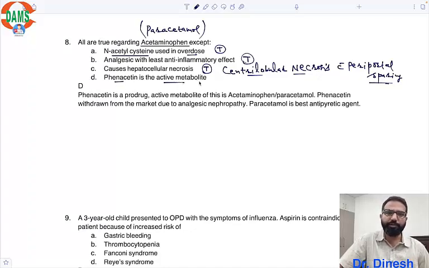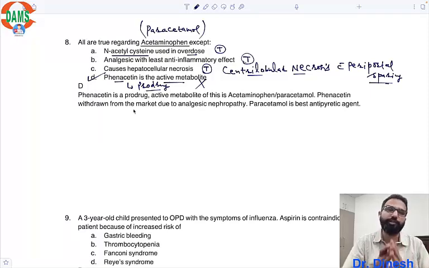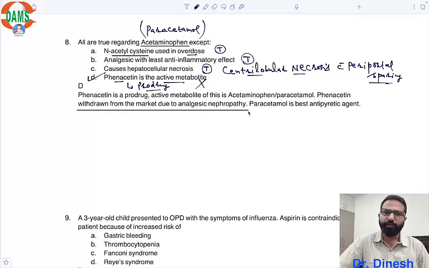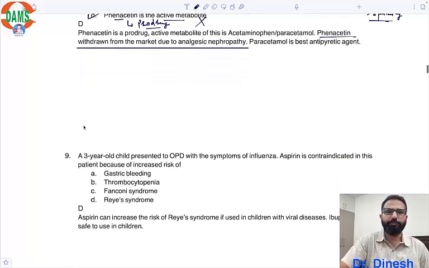Phenacetin is the active metabolite. No. Phenacetin is the prodrug, not the active metabolite. Phenacetin converts to paracetamol. Paracetamol is the metabolite of phenacetin. The option is given the wrong way around. So this is the correct option, D. Phenacetin is not available in the market. It is withdrawn from the market because of nephropathy. Paracetamol is available.